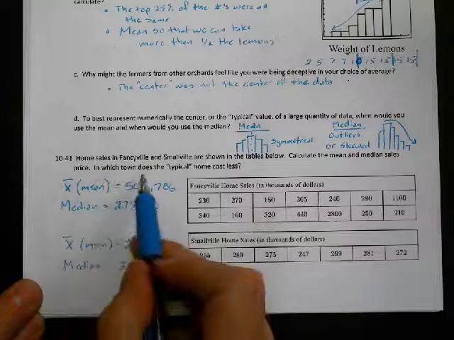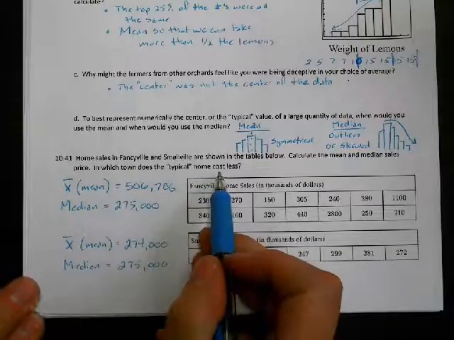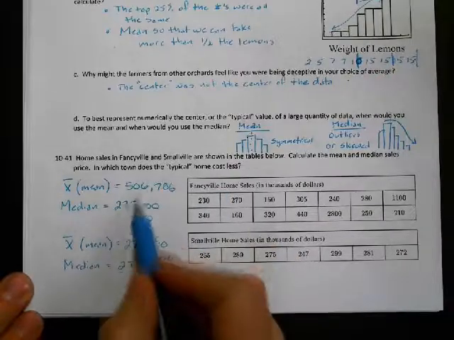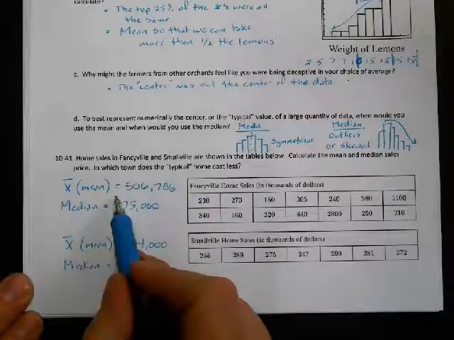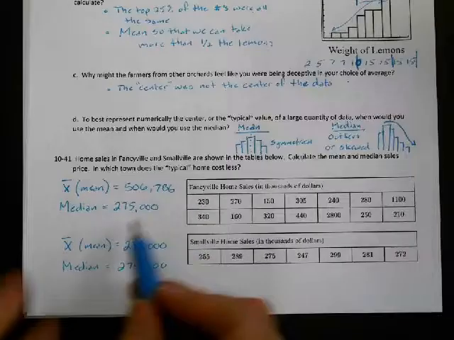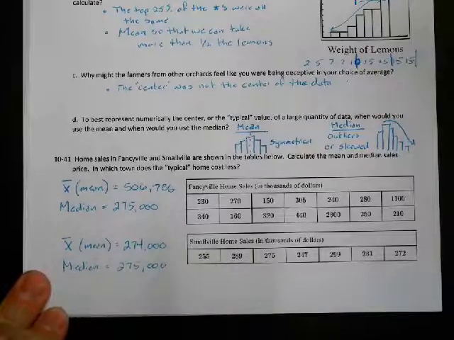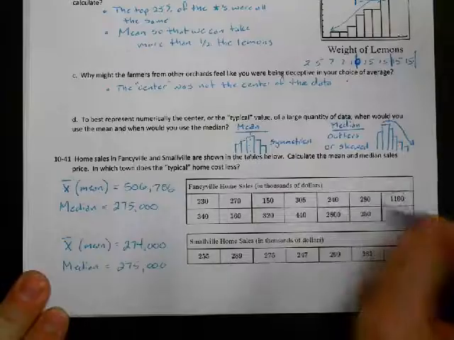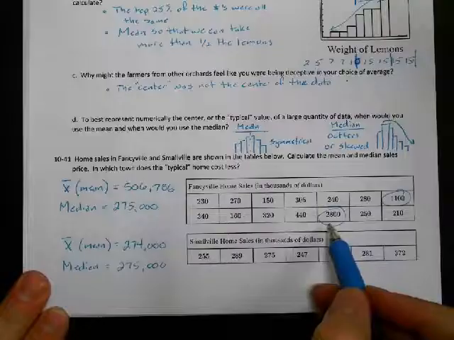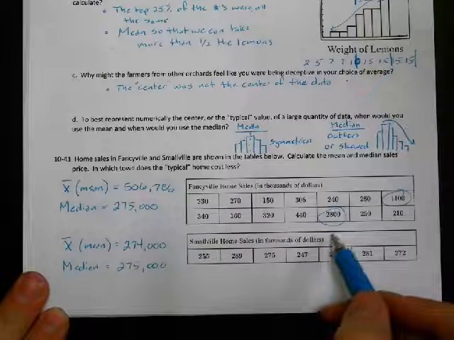Now we want to find out in which town does the typical home cost less? Typical means the middle, right? So what do we use for the middle? Should we, in Fancyville, say that they have $506,000 homes? Or should we say that the typical home is $275,000? Well, we've got two problems in Fancyville. We've got two outliers. This house is $1.1 million and this house is $2.8 million. So those are outliers. Most of Fancyville doesn't cost that much. Those are just the only two fancy houses in Fancyville.